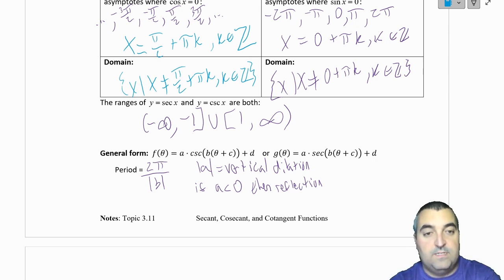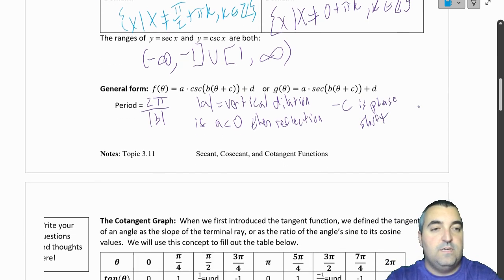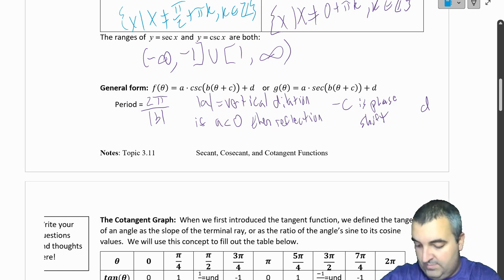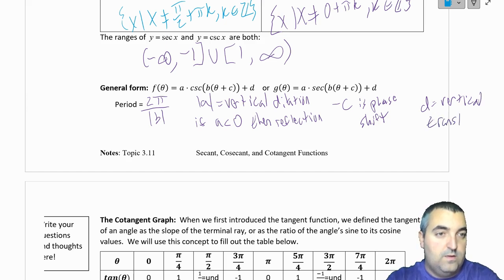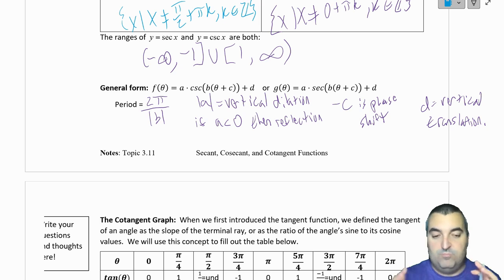And then c, well, negative c is our phase shift, right? The opposite of c is phase shift. And then d is the midline, or vertical translation. And all of that's basically the same as it is for sine and cosine. You would treat it the exact same thing as a sine or cosine graph, but then you just draw those vertical asymptotes in and then make the u's.